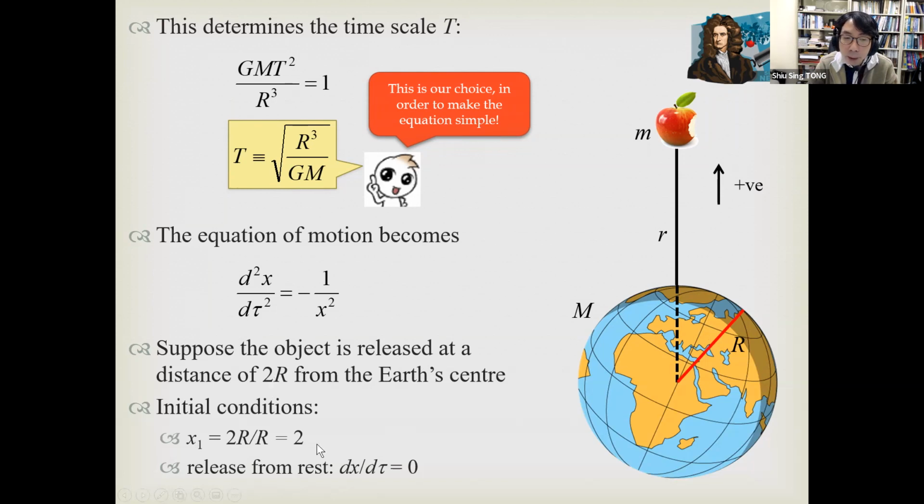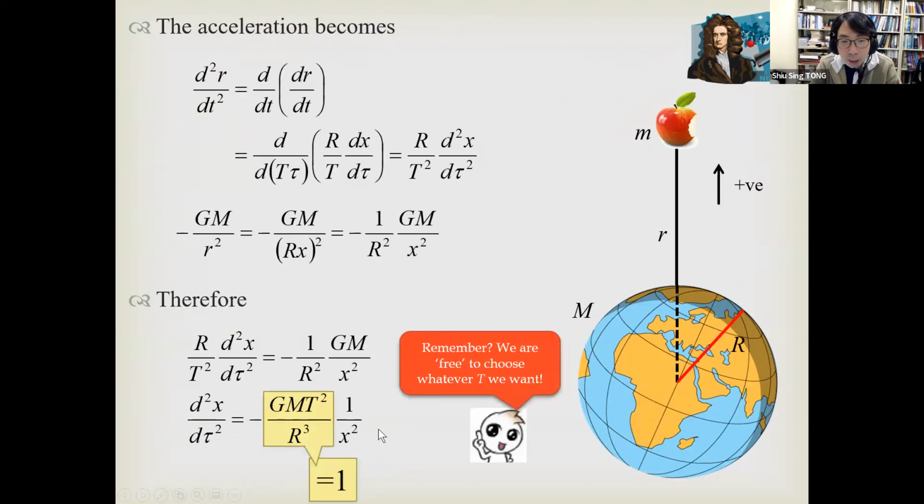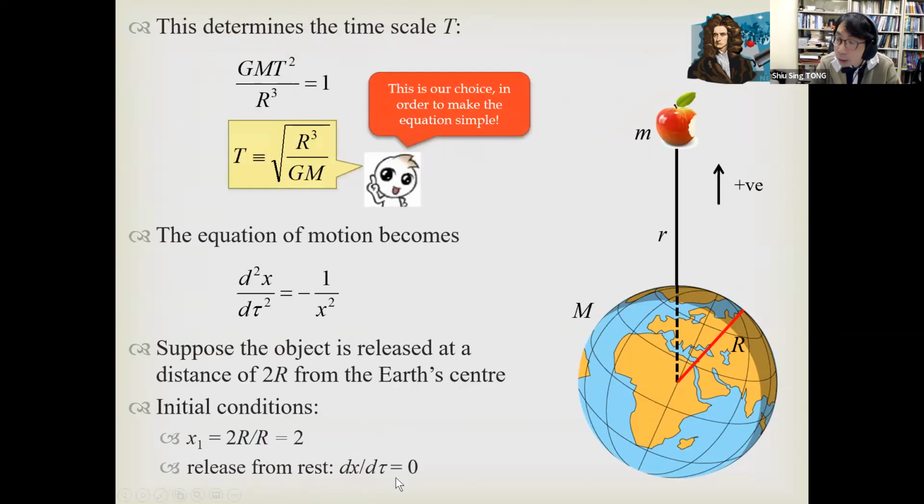And since the apple is released from rest, the initial velocity is 0, and in terms of the dimensionless velocity, it is also 0. Because the dimensionless velocity and the velocity in the usual form are just related by a constant. So if one is 0, the other one is also 0. So I start with these 2 initial conditions in our numerical calculation.